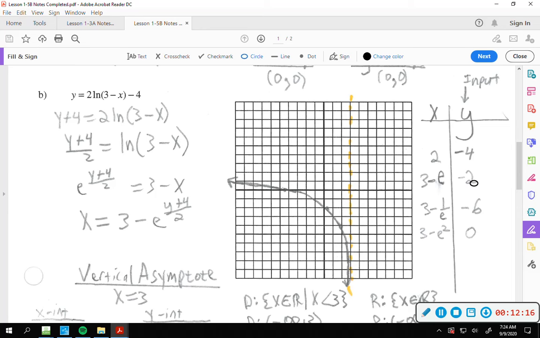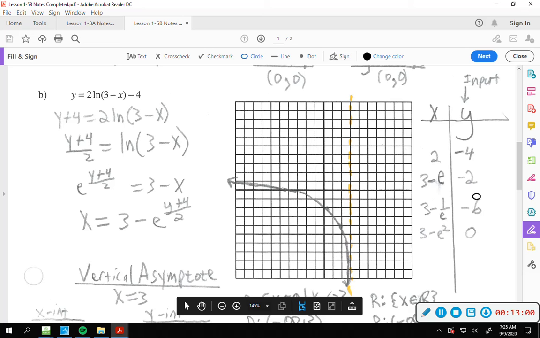So I picked y equals negative 2, because negative 2 plus 4 is positive 2, and 2 divided by 2 is 1. It's e to the first power. Now, I did not write the decimal approximation because we should be able to somewhat tell what this is. This is 3 minus 2.71, right? So it's about 0.29. We can do that without a calculator if you know the value of e. So if I go to the right about 0.29, I'm going down to negative 2. If I go to the right 2, I'm going down to negative 4. Really, those 2 points are going to tell you how you're approaching this asymptote.